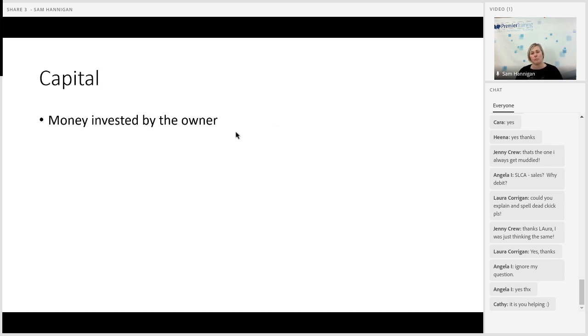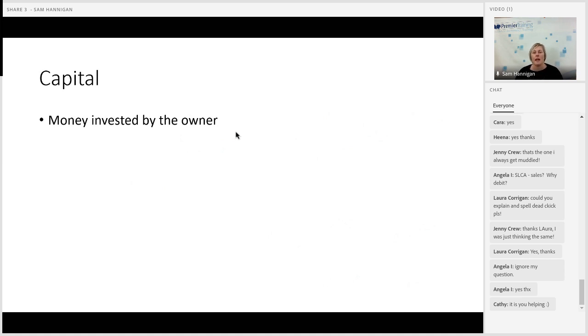Capital then is money that's been invested by the owner. Be very careful with this because they might say in the exam, the owner's put £5,000 into the business bank account from his own personal funds. So you debit the business bank account, you credit your capital.